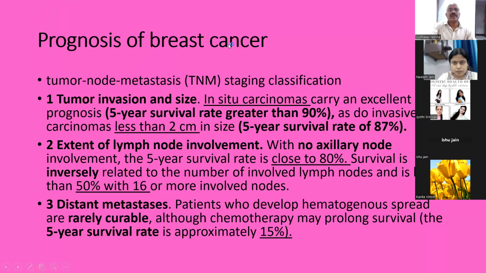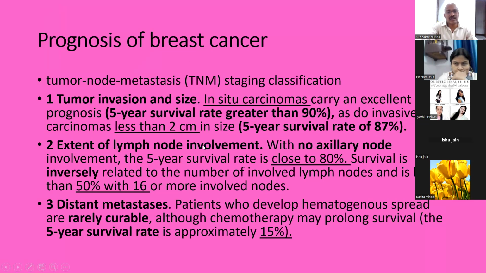So what are the prognostic factors of breast carcinoma? The tumor invasion, the size. When it is in situ carcinoma, if the lump is removed, the prognosis is very good. If the tumor is less than 2 centimeters, the 5-year survival rate after lumpectomy is 87%.